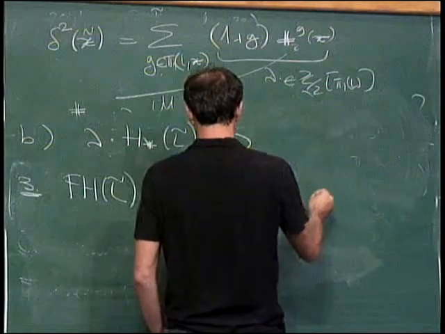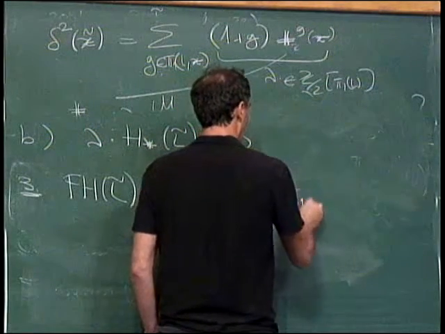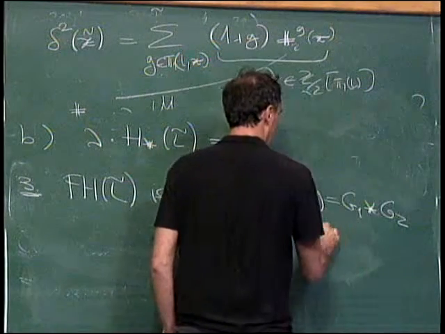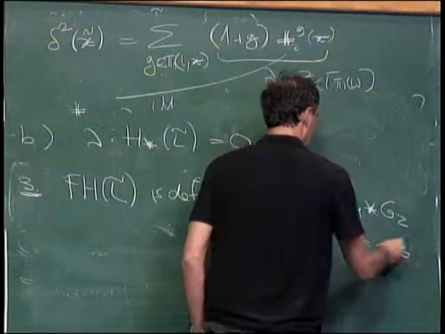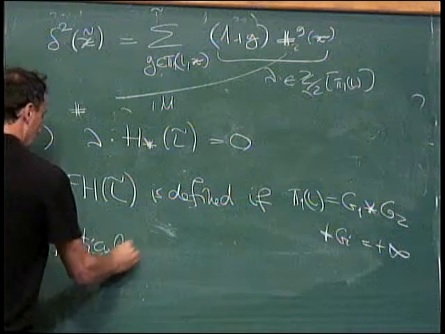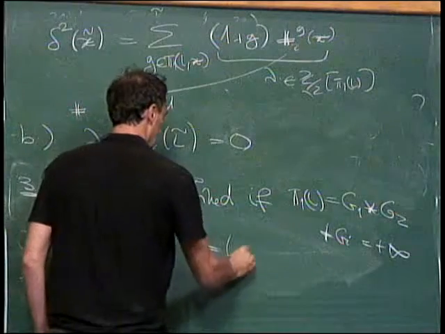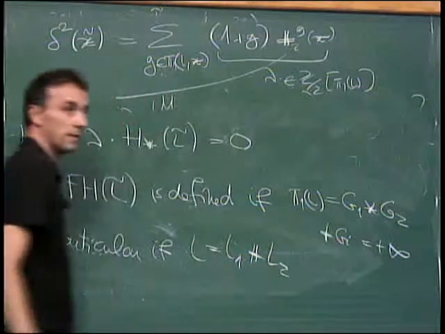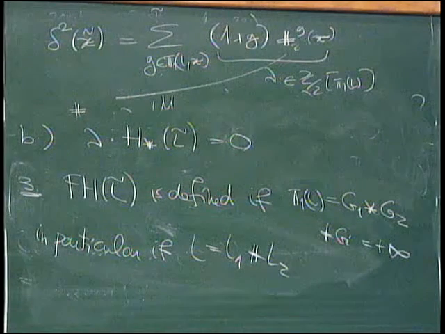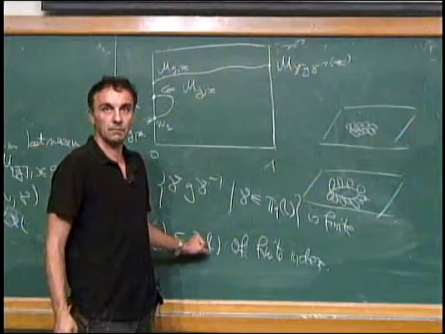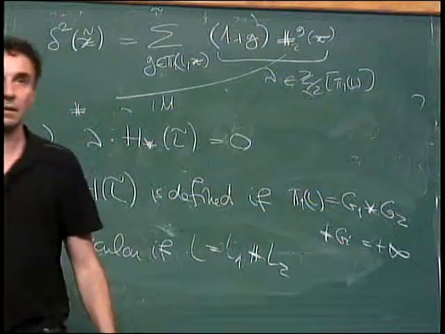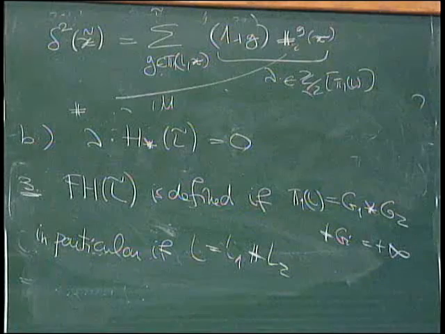So this Floer homology is defined if pi 1 of L is a free product of infinite groups. And in particular, if L is a connected sum, because in this case, this property cannot be true, because you cannot have this subgroup of finite index. So in this case, the lifted Floer homology is defined.